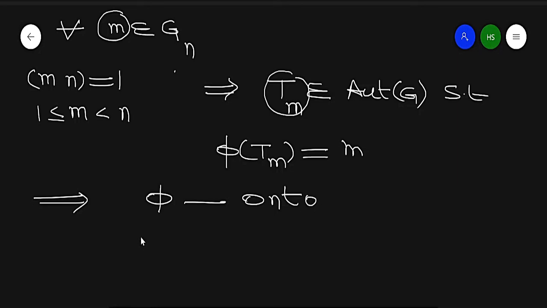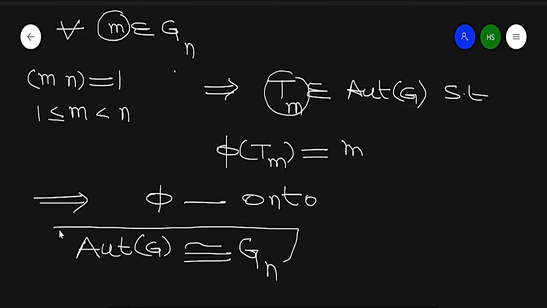So phi is a homomorphism, one-one and onto. It means the automorphism of G is isomorphic to U(n). This is isomorphic to U(n), right? So in this way we can find the automorphism of G. This is the automorphism of G, and this value we can find.